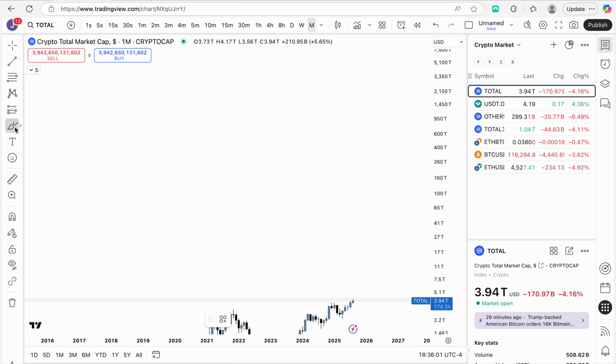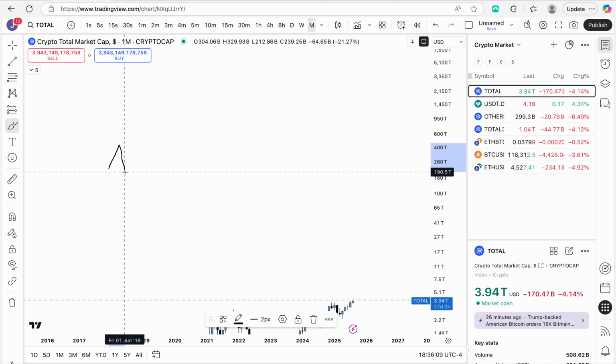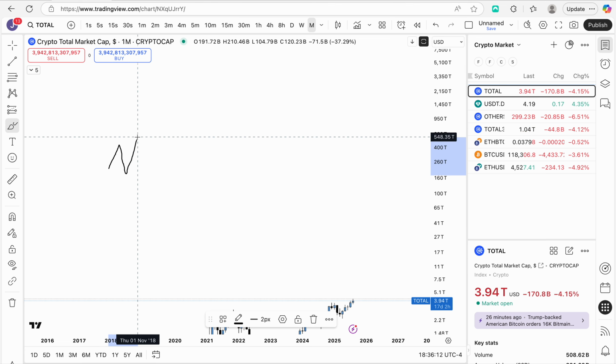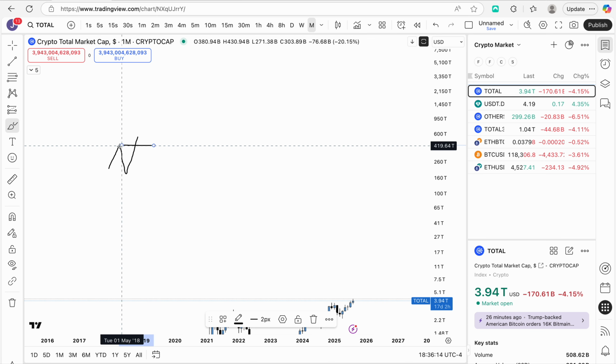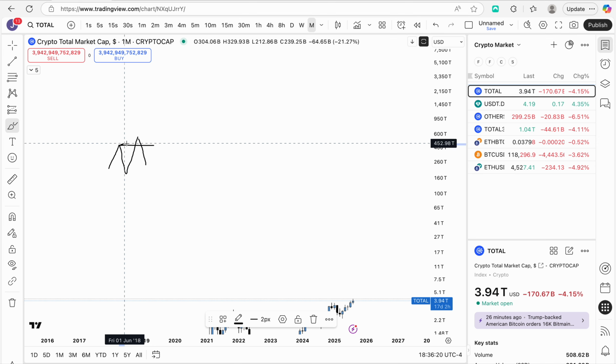So the first thing I'd like to discuss here is the difference between a high resistance liquidity run and a low resistance liquidity run. High resistance looks like this. You put in a high, you put in a low, and the next high takes out the previous high, right? And then rebalances down low and continues lower. This is a high resistance liquidity run.